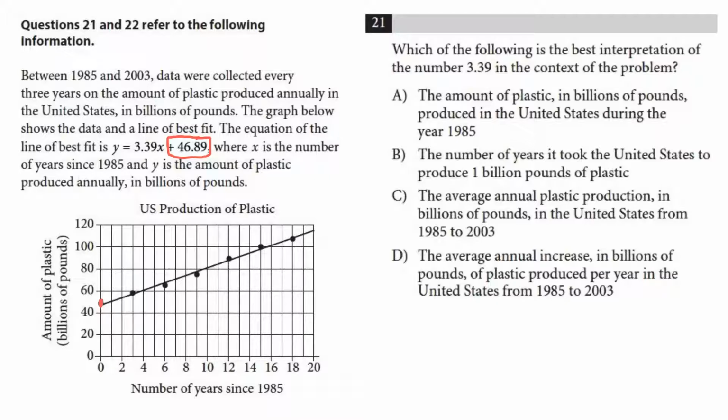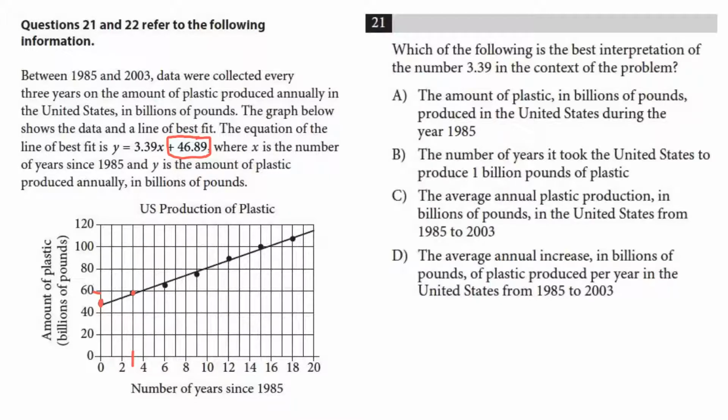We can keep going along this graph, and we see that 3 years after 1985, we produced a little under 60 billion pounds of plastic. All right.